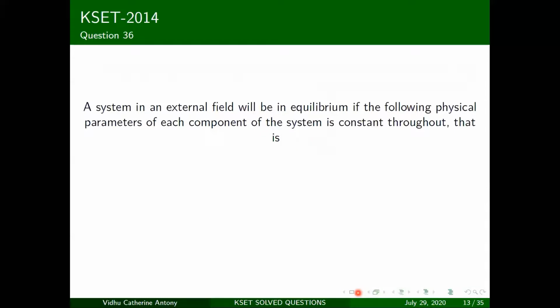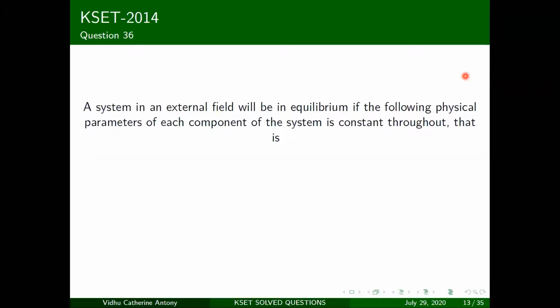Okay, let's look at this question. A system in an external field will be in equilibrium when the following physical parameters of each component of the system is constant throughout. This is not a very correctly framed question. It also does not tell you what kind of equilibrium they're talking about. So it's not a very good question to be dealing with, but I will try to tell you how much you can learn from this question.